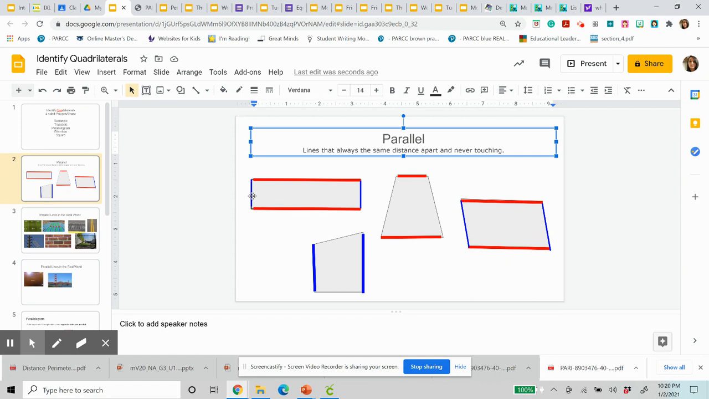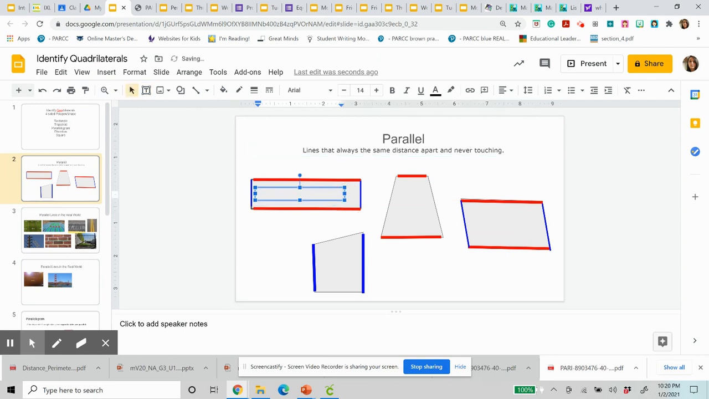Same with these blue lines. These blue lines are parallel. So we would say that this rectangle has 2 pairs of parallel lines. Because if you think of a pair, right, a pair of socks is 2. So 2 pairs of parallel lines, the red and the blue.